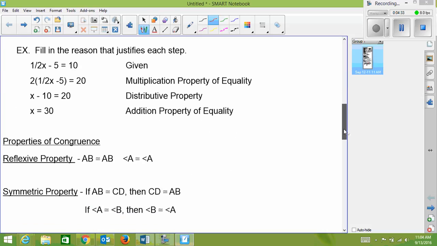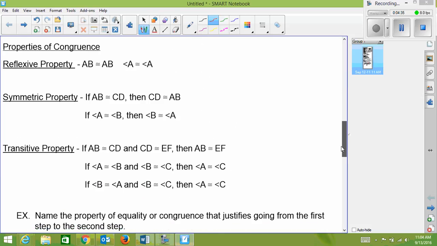And we also have properties of congruence, and so we need to go through all of these. The reflexive property of congruence: segment AB is congruent to segment AB, angle A is congruent to angle A. Okay, it's kind of just like that other reflexive property. If you have the same segment, it's going to equal the same segment.